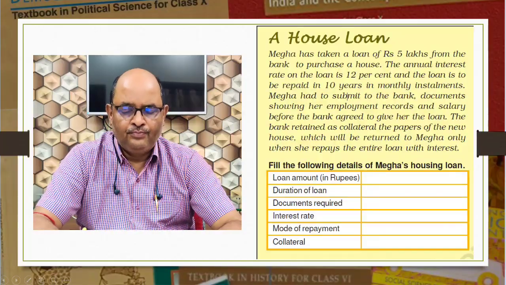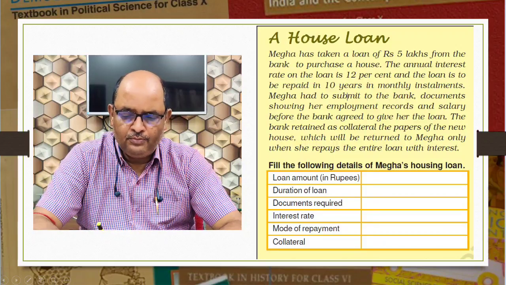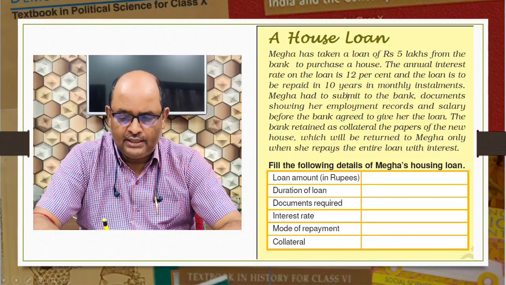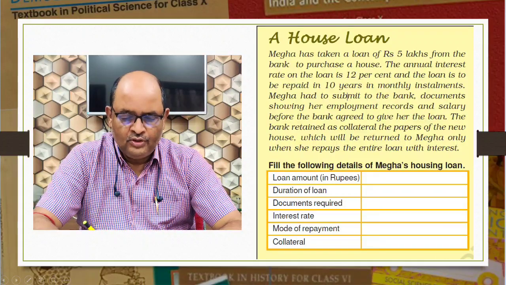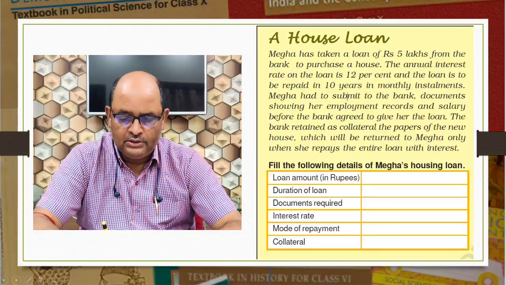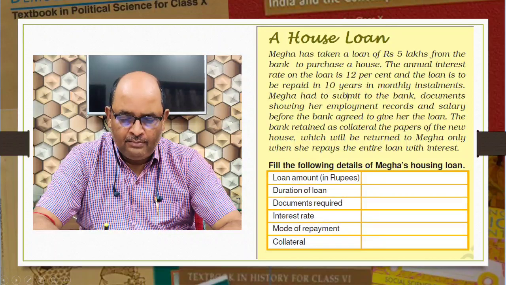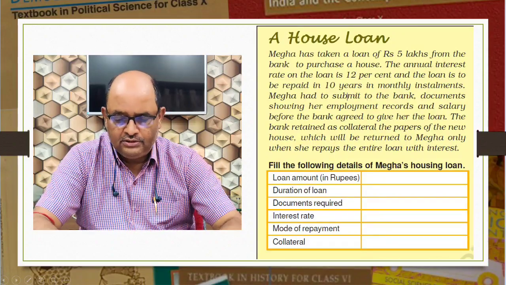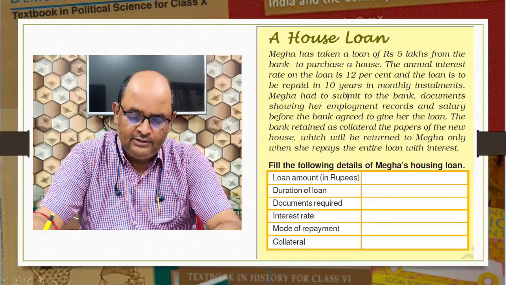A house loan. Megha has taken a loan of rupees 5 lakhs from the bank to purchase a house. The annual interest rate on the loan is 12% and the loan is to be repaid in 10 years in monthly installments. Megha had to submit to the bank documents showing her employment records and salary before the bank agreed to give her the loan. The bank retained as collateral the papers of the new house, which will be returned to Megha only when she repays the entire loan with interest.